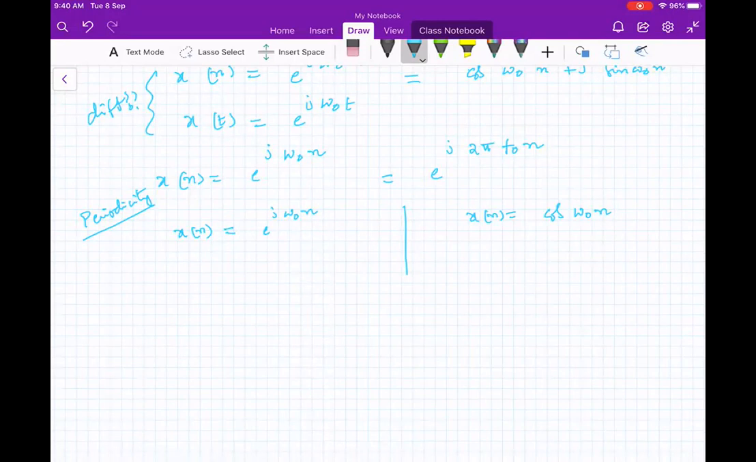No answer? Let's discuss cos omega naught n. So how to tell whether this signal is periodic or not? So the frequency must be a rational number. Who is this? Niharika? Yes, sir. Frequency must be a rational number.